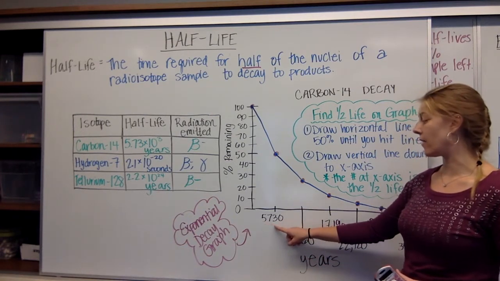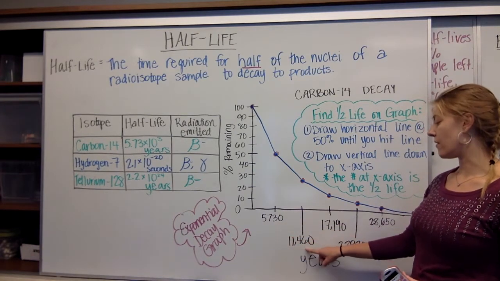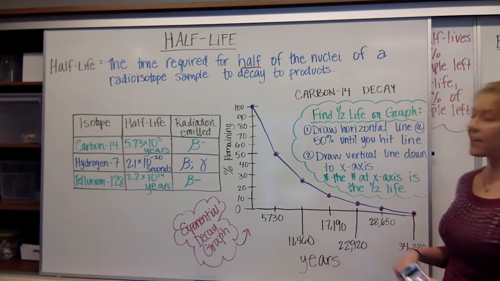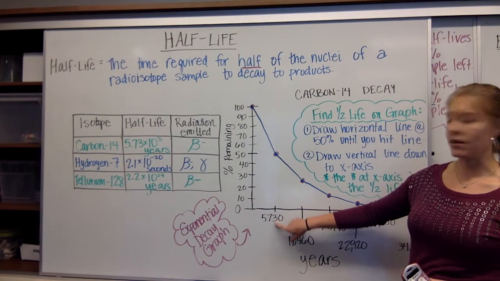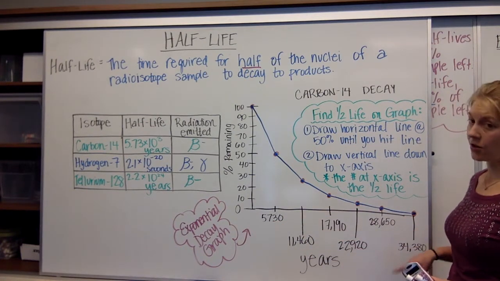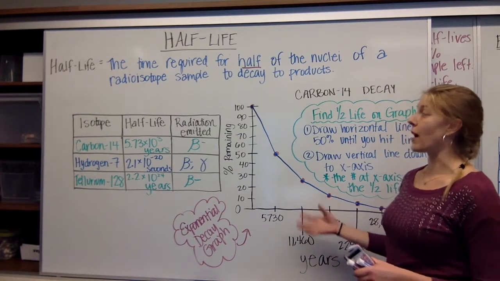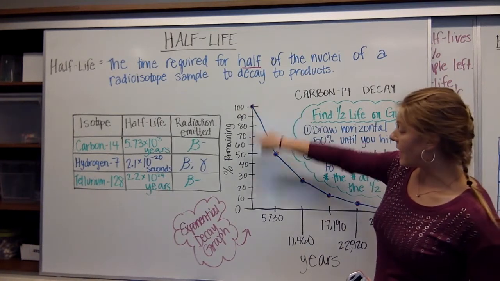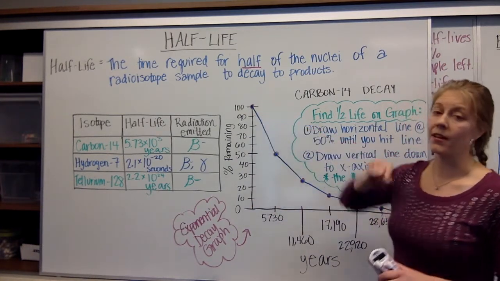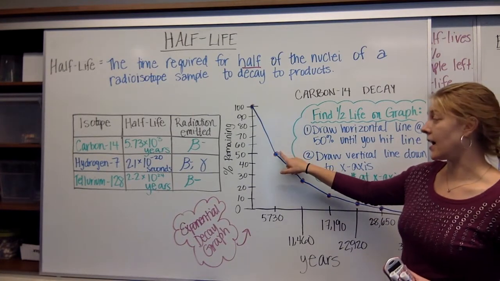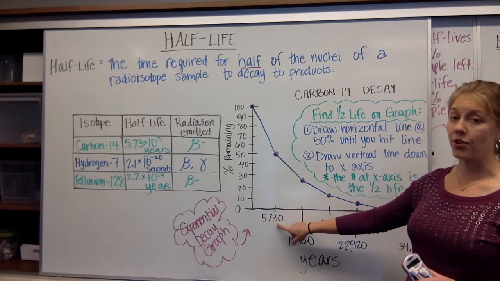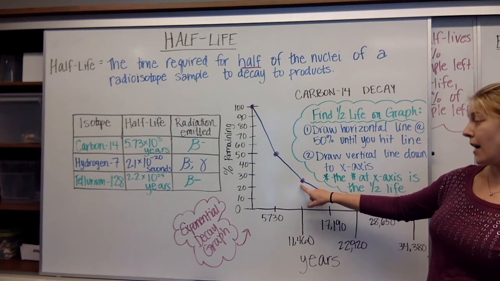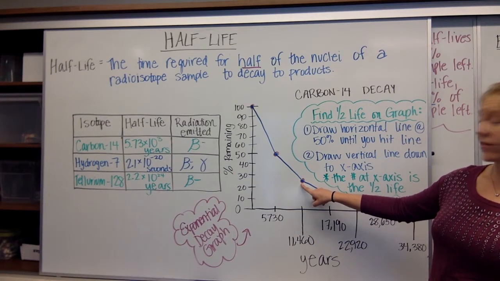So the first one that I have is 5,730 years, 11,460 years. If you take a look, each of these numbers in years is increasing by 5,730 years. So each one is going up by 5,730. So if I'm going to interpret this graph of carbon-14 decay, I see that at time 0, I have 100% of my sample left. Great. I can see at time 5,730 years, I have about 50% left. At 11,460 years, about 22.5% left.